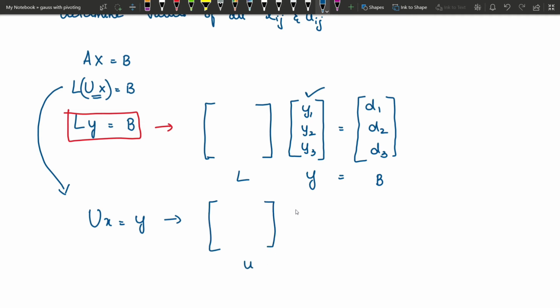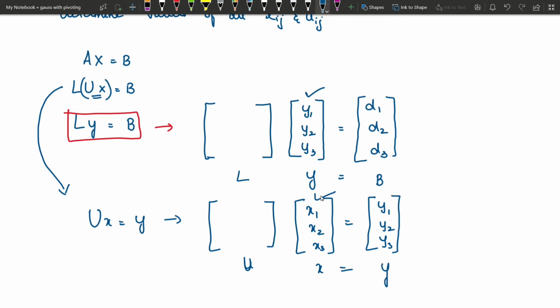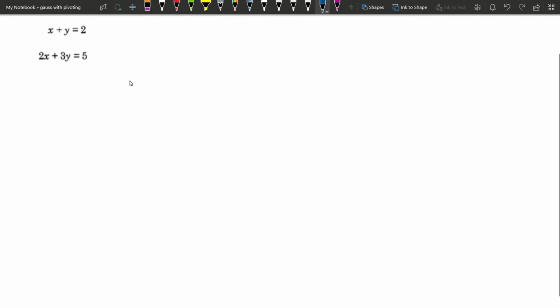Then use this result: Ux is equal to Y, right? Ux is equal to Y. So we have our upper triangular matrix. Multiply it with the actual unknown variables x1, x2 and x3. Equate it to the intermediate solution that we obtained in the previous step, which is Y1, Y2, Y3. Okay, so this gives our required solution X. So this is the procedure for solving a given system of linear equations using the LU decomposition method. This method seems slightly lengthy, but actually it is easier than your Gauss elimination method.